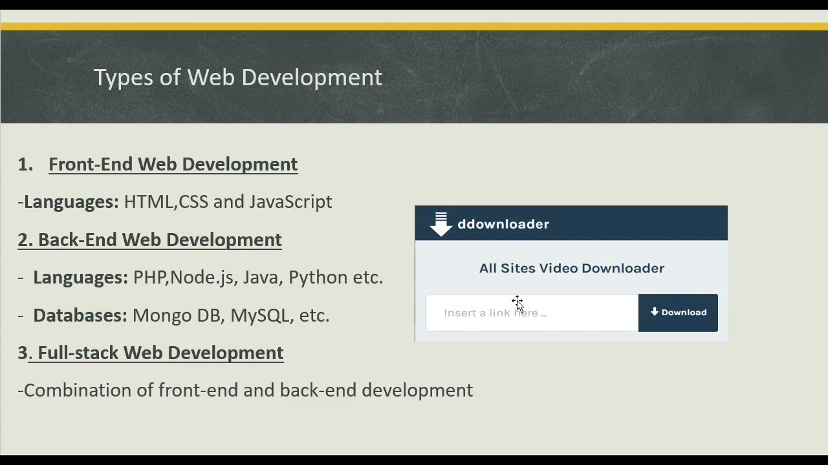Then we have what is called back-end web development. This is the side which you don't see. For example, if you visit a particular website, in this case, let me use this one. If I enter my link, then I click the button, now the video gets downloaded, right? It's something that is happening behind, something that users do not see, but there is a code that is running behind that is processing a lot of things.